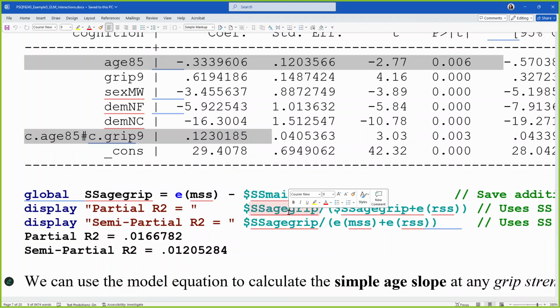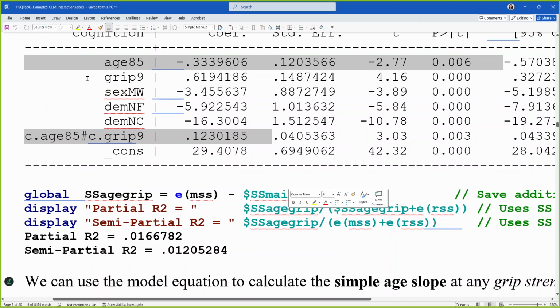So every slope is always in a unit. In this case, it's the unit of the moderator. So the age slope is negative. The moderator makes that age slope less negative by 0.12 per unit grip, which is a pound here. Yeah. So age is less bad.